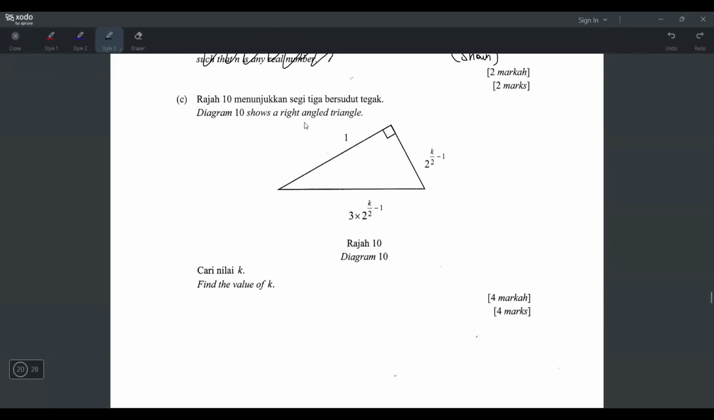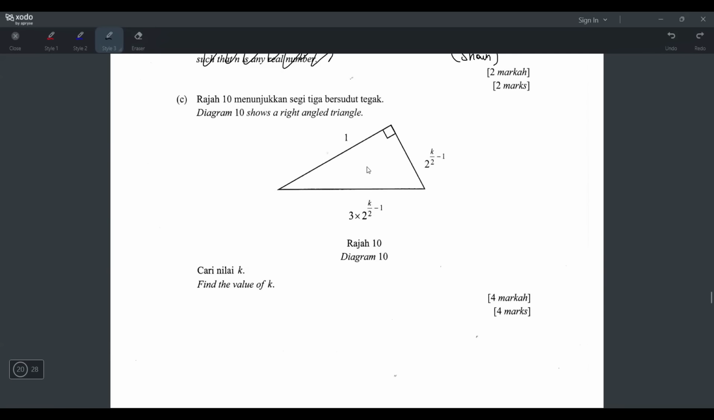Okay, diagram 10 shows a right angle triangle. So when I see a right angle triangle, I always think about the Pythagoras theorem or the trigonometry, right? Okay, so find the value of k. Alright, the only way to relate these three things is to use the Pythagoras theorem, because this is the side, this is the side, this is the side.